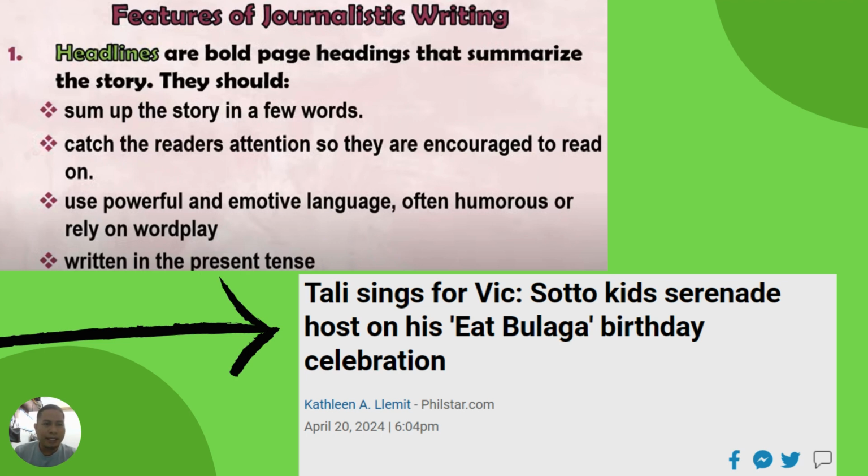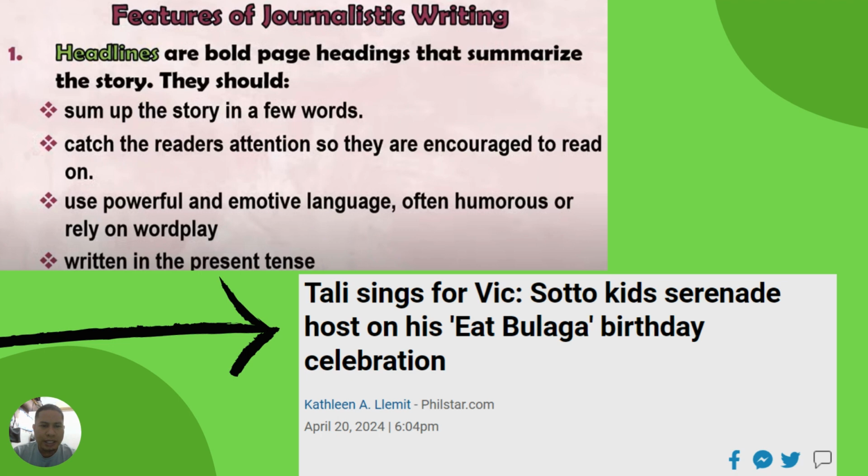When we say headlines, they are written in bold page headings that summarize a story, and they include the following. The first one is a summary of the story in few words. Second one is to catch the reader's attention so they are encouraged to read on. Number three, use powerful and emotive language, often humorous or relying on wordplay. And the last important thing that you need to remember, headlines are written in the present tense.